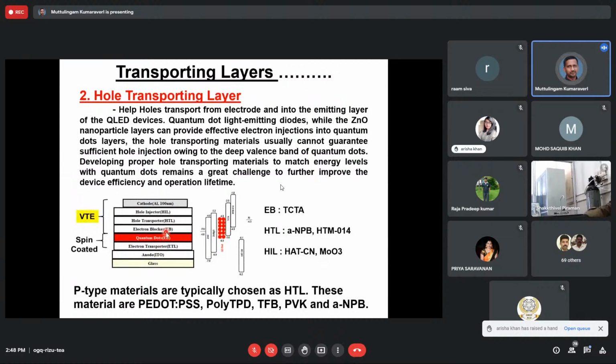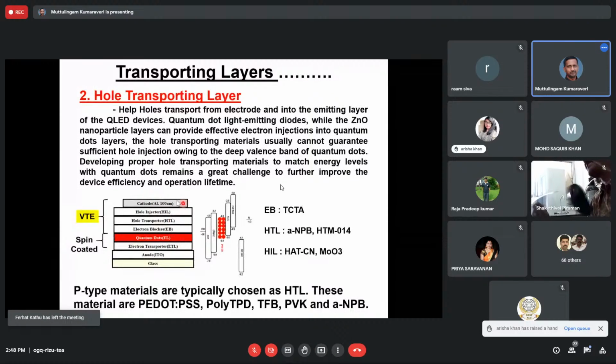We have to use an electron blocker, because when we use zinc oxide, which has high electron mobility, electrons might pass through before the holes reach the emissive layer. So we need to block that electron from passing. TCTA is the best one we use, but there might be some different materials available as the electron blocking layer. So we can block the electron passing through there. We use less than 10 nanometers, and then it could make a good device.